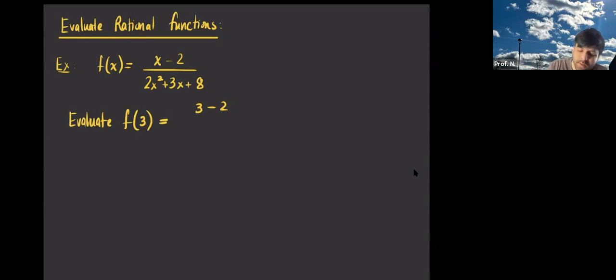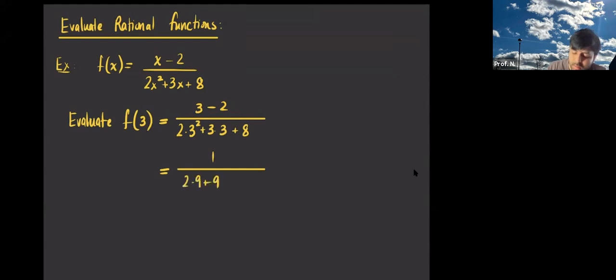So this is 3 minus 2. And then I get 2 times 3 squared plus 3 times 3 plus 8. 3 minus 2 is 1. And I get 2 times 9 plus 9 plus 8. So it's 1 over 18 plus 17, which is 1 over 35.